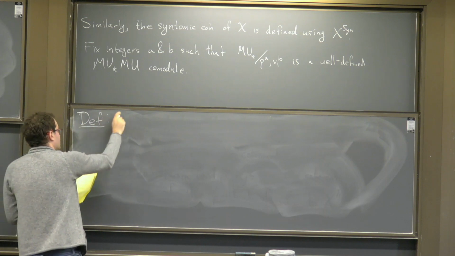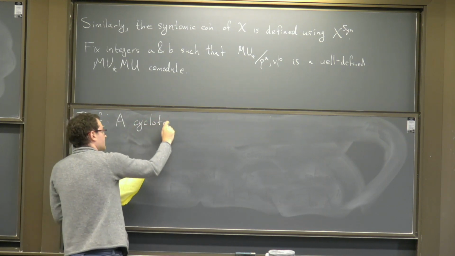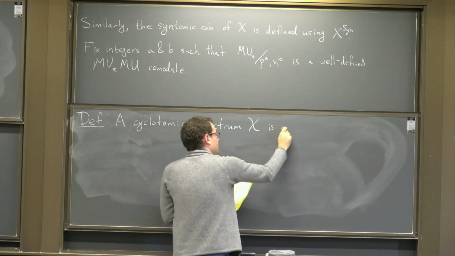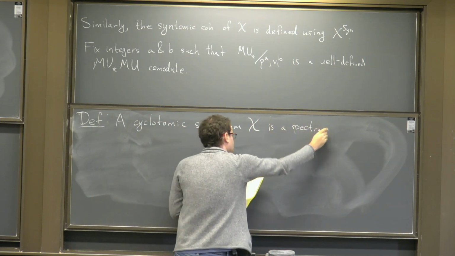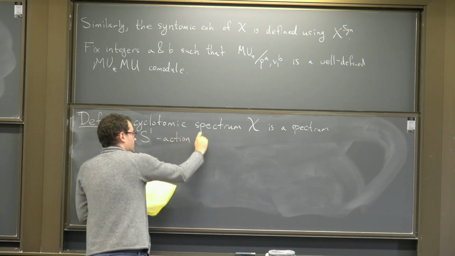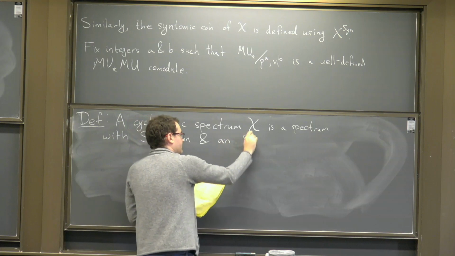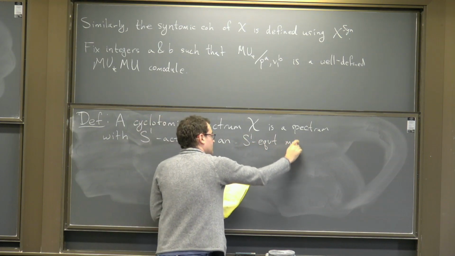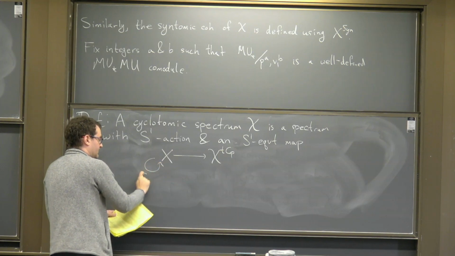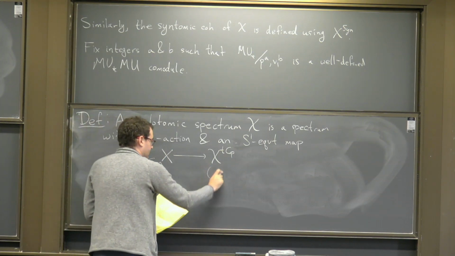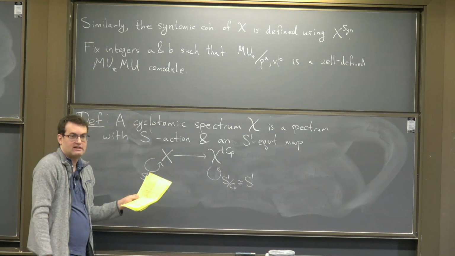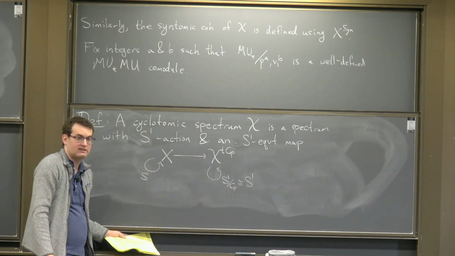Definition: a cyclotomic spectrum X is a spectrum with circle action and an S^1-equivariant map from X to X^{tC_p}, where here we're putting the prescribed circle action on X, and here X^{tC_p} inherits an S^1/C_p action, but that group is isomorphic to S^1, and under that identification, we're demanding this map be S^1-equivariant.